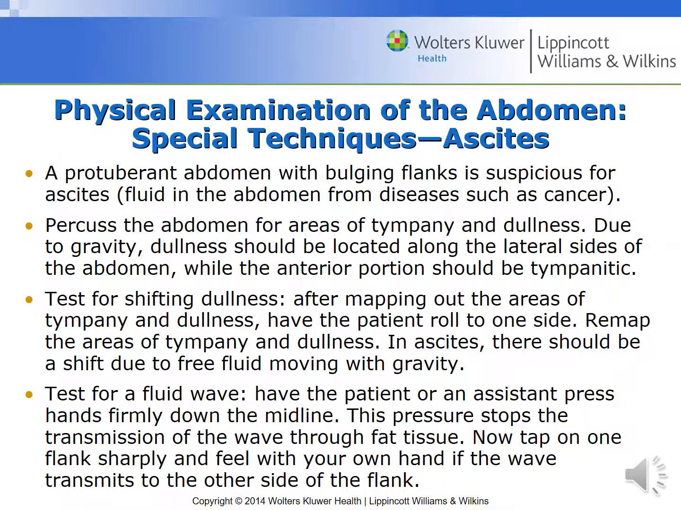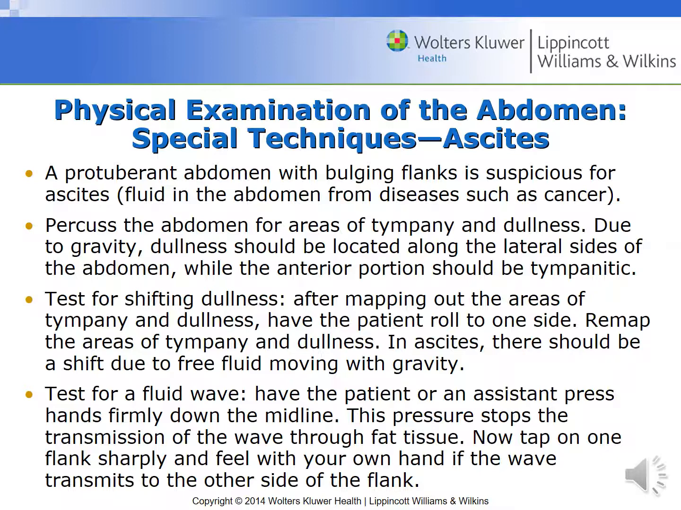Like we mentioned before, if there's a protuberant abdomen with bulging on both sides, on the flanks, you would consider ascites, and ascites is that fluid in the abdomen from such diseases as cancer. So ascites will occur with increased hydrostatic pressure in cirrhosis of the liver. Sometimes patients will have heart failure, constrictive pericarditis, or even inferior vena cava or hepatic vein obstruction. So this might signal a decreased osmotic pressure in nephrotic syndrome, malnutrition, and ovarian cancer.